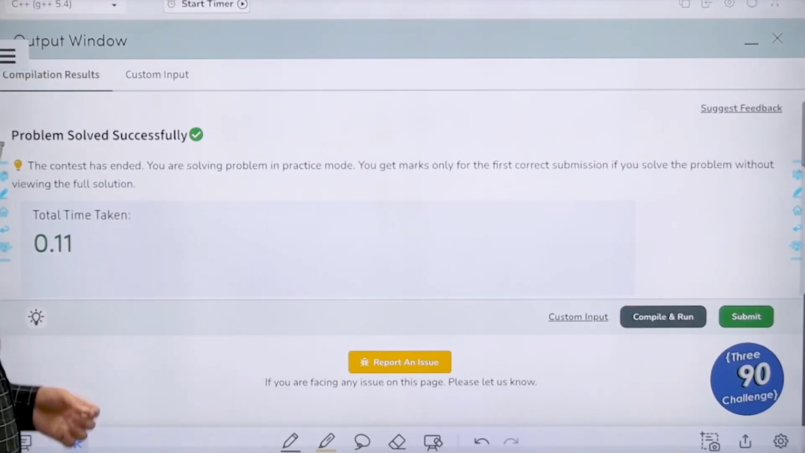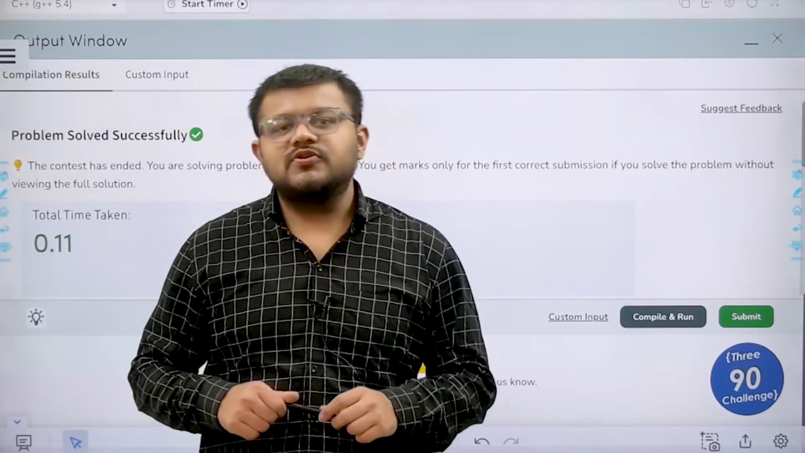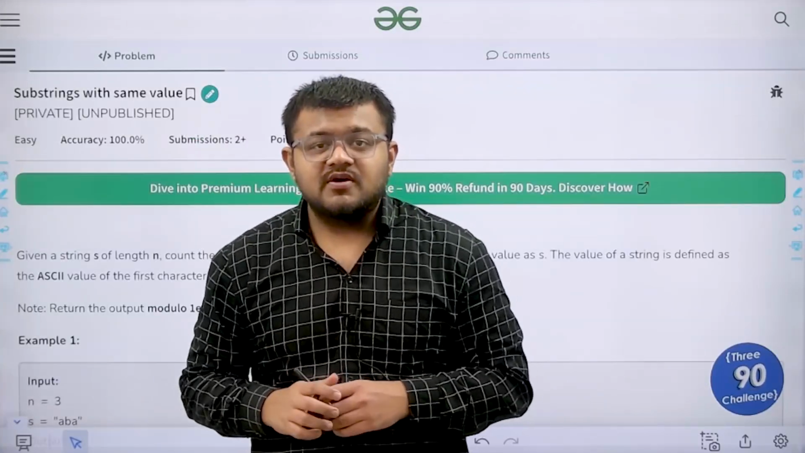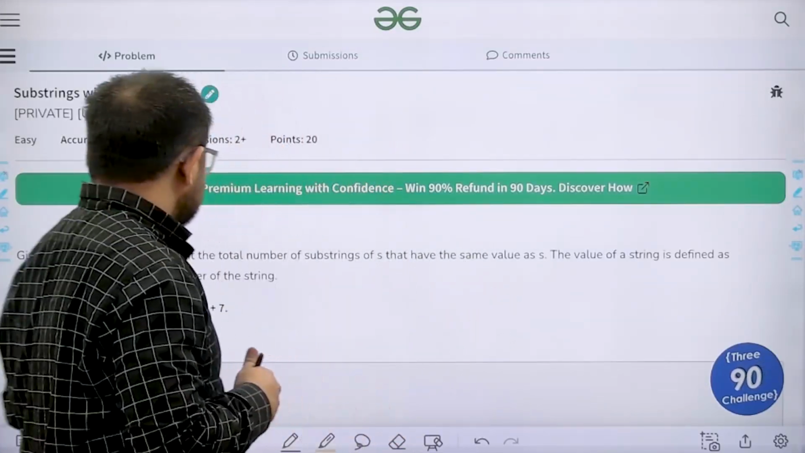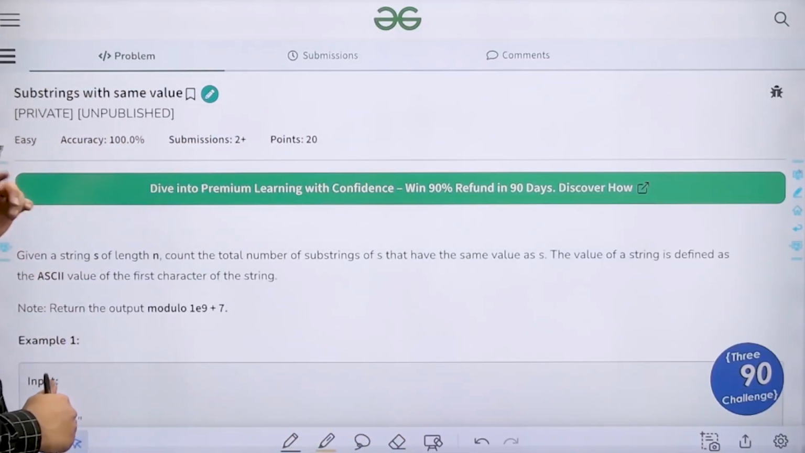So we have solved this question successfully. I hope you understood the solution completely. So now let's look at question number 2 of this contest. It is substrings with same value.